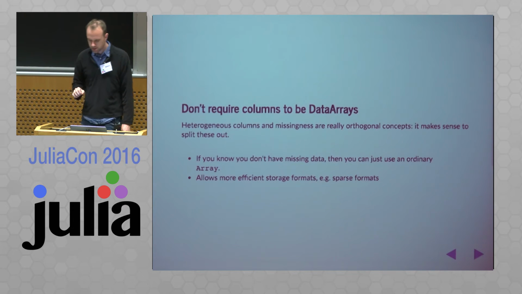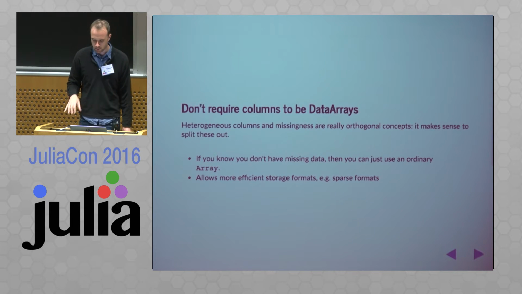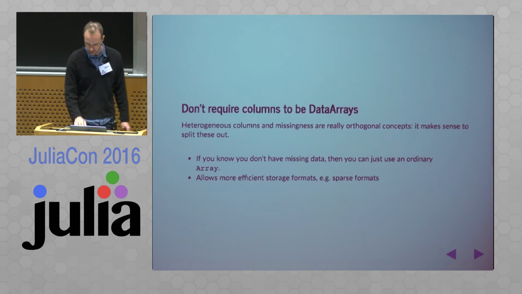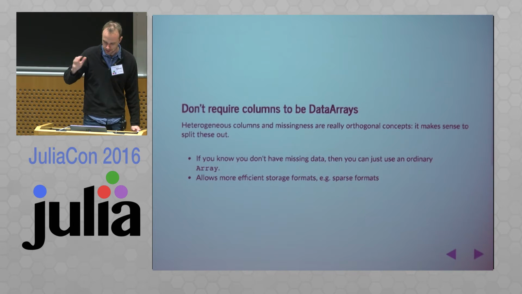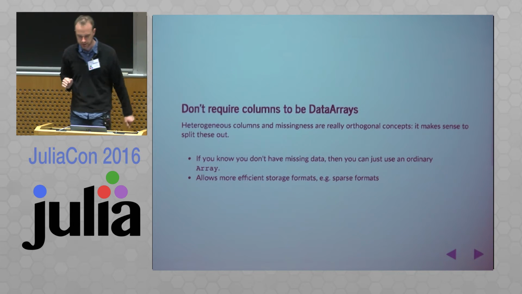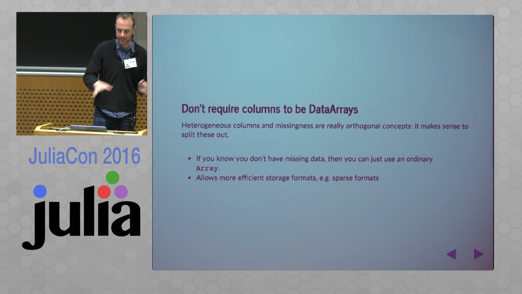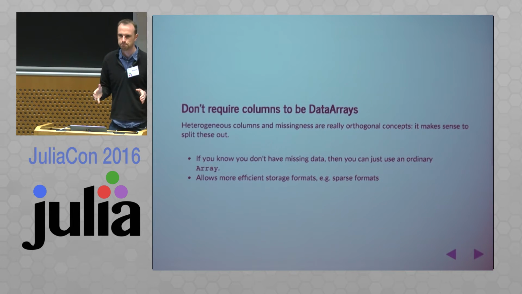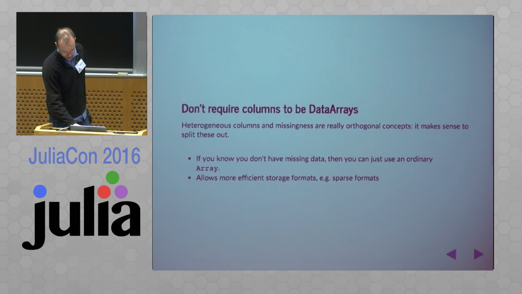So fundamentally, what can we do? I think the first thing is, you don't want to require the columns to be data arrays. The idea of heterogeneous columns and missingness are really orthogonal concepts. You don't need to have columns with missing data, so you should be able to stick an ordinary array in there. I think that would be a good design choice, and that's something I'm hoping to get done in the future.